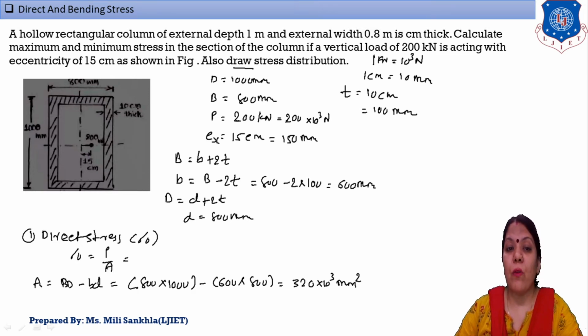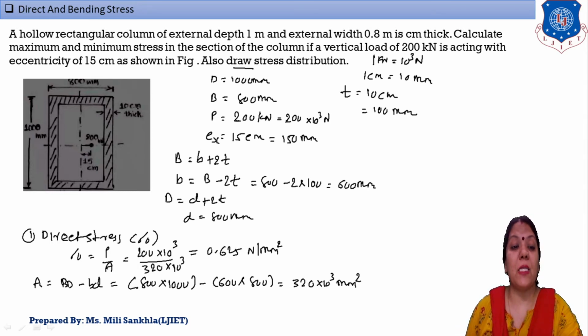Now put this area into this equation. Sigma 0, our load is 200 into 10 raised to 3 divided by area 320 into 10 raised to 3, and sigma 0 we get 0.625 Newton per mm square.